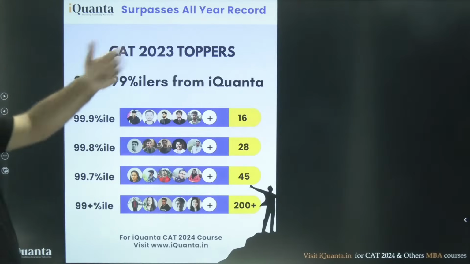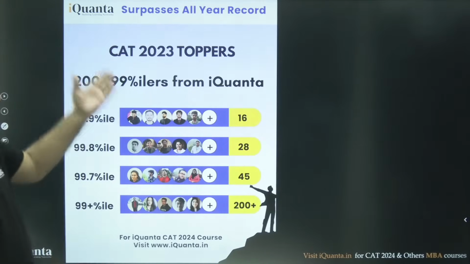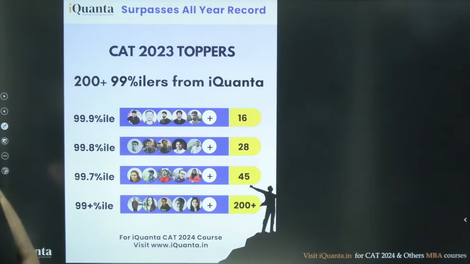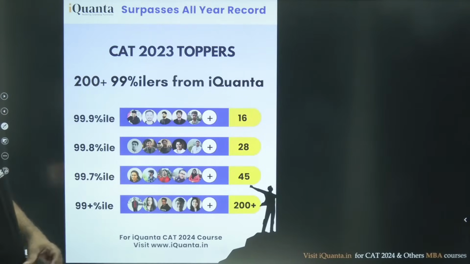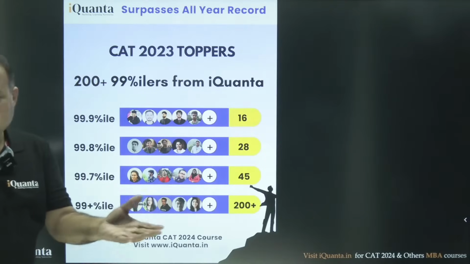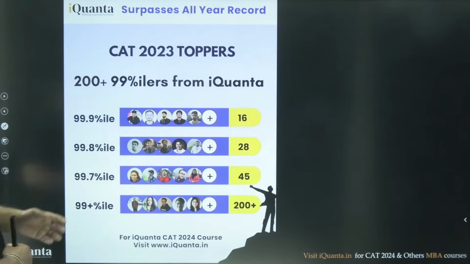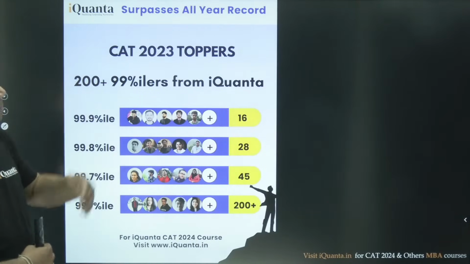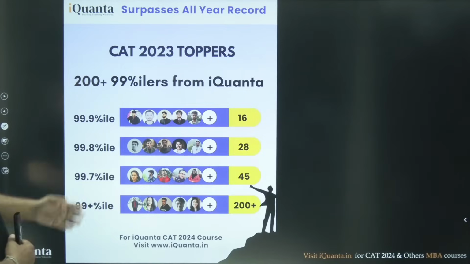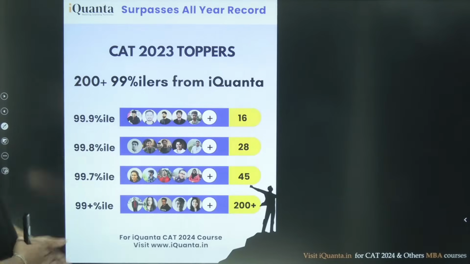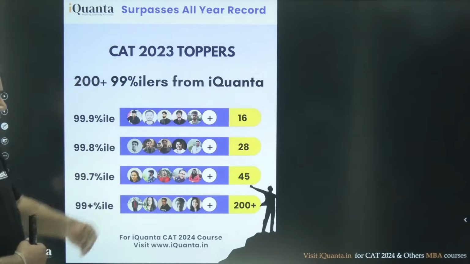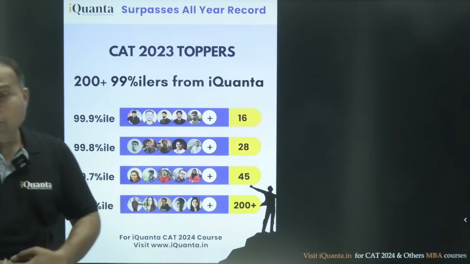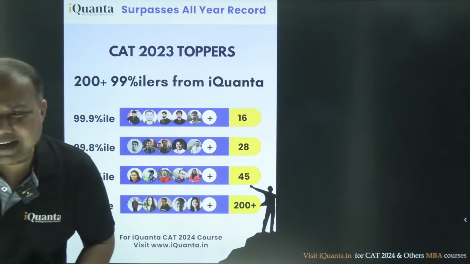Okay, so as I said, if you have answered all these questions correctly, you can also be one of the CAT 2024 toppers. This is the result of our CAT this year, and it surpasses all years' records, and certainly it must be a good record for all the online coachings as well as the offline ones. So 200 plus 99 percentile from iQuanta, and you can see the different grades: 99.9 percentile, they are 16; 99.8, 28, and so on. So if you also want to be among this, it's not very difficult.